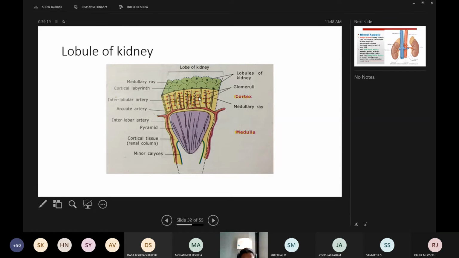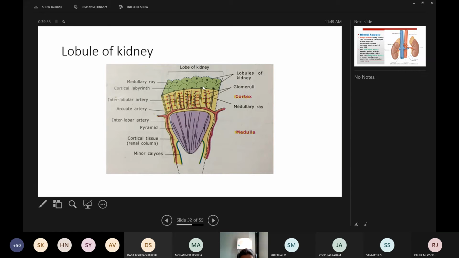Okay, now study what is lobule of the kidney. Lobe of kidney contains numerous lobules. As you know, medullary rays pass from the renal pyramid into the cortex. These medullary rays are nothing but the collecting ducts. One medullary ray forms the central axis, along with the interlobular blood vessels. The whole thing forms the lobule of the kidney. These interlobular vessels are in between the lobules.